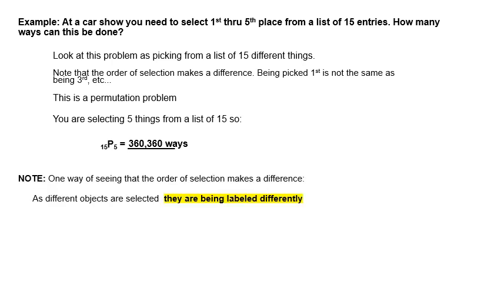Now note, one way of seeing that order of selection makes a difference. As different objects are being selected, they are being labeled differently. That indicates order. That suggests permutation.